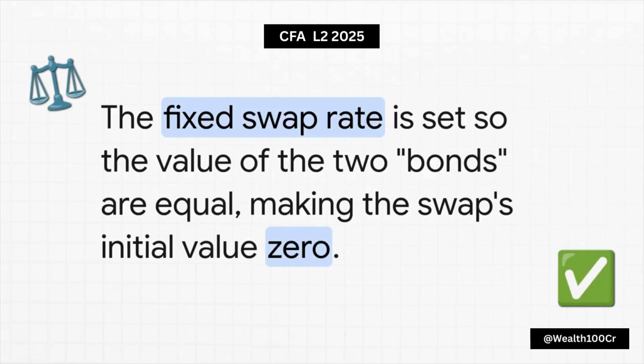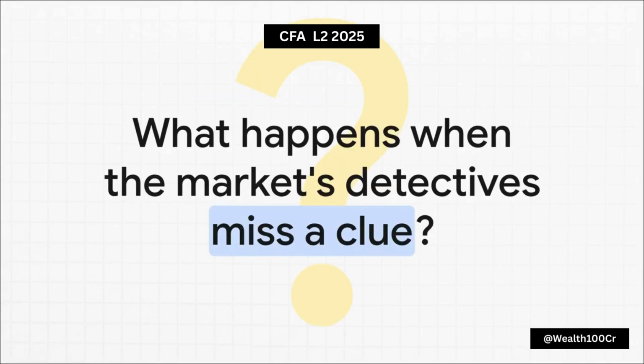And this brings us right back home. How is that fixed rate on a brand new swap actually set? Well, it's the one special rate that makes the value of that fixed rate bond exactly equal to the value of the floating rate bond at the very beginning. This is what guarantees the whole deal starts with a value of 0 for everyone involved, slamming the door shut on any arbitrage opportunities. So there you have it. This no arbitrage universe is the absolute foundation for pricing derivatives.